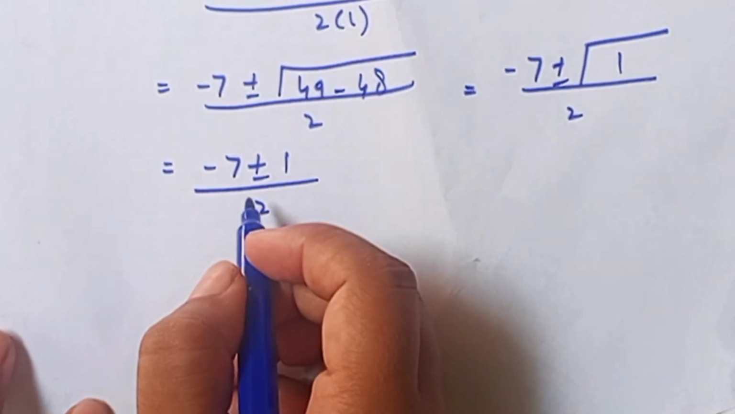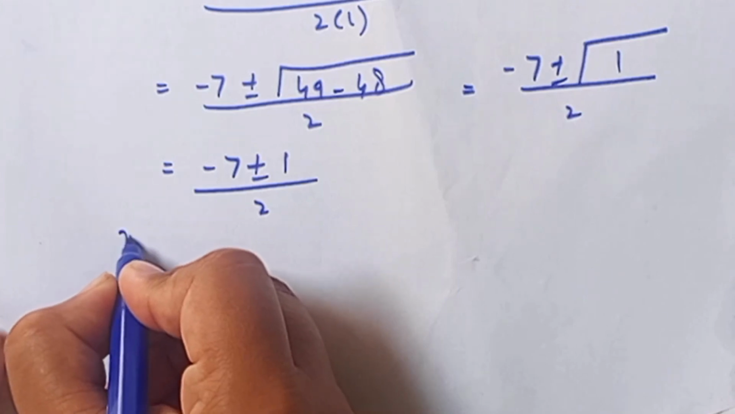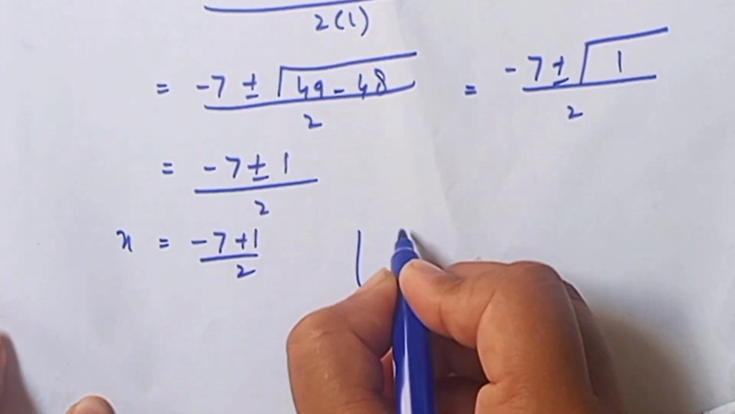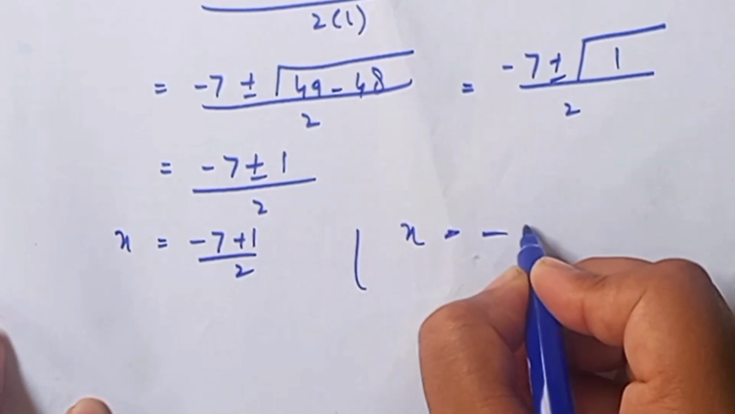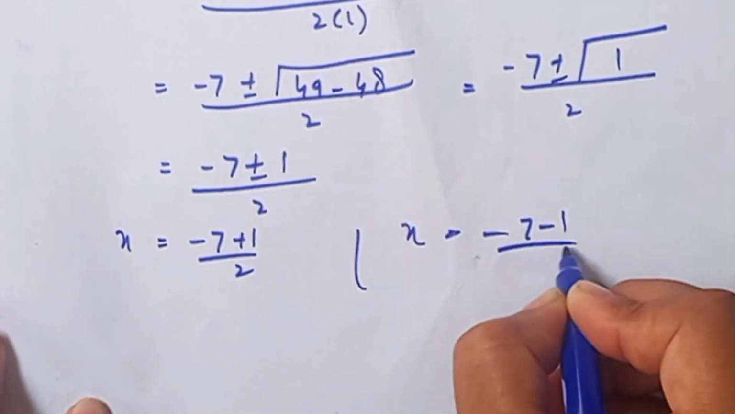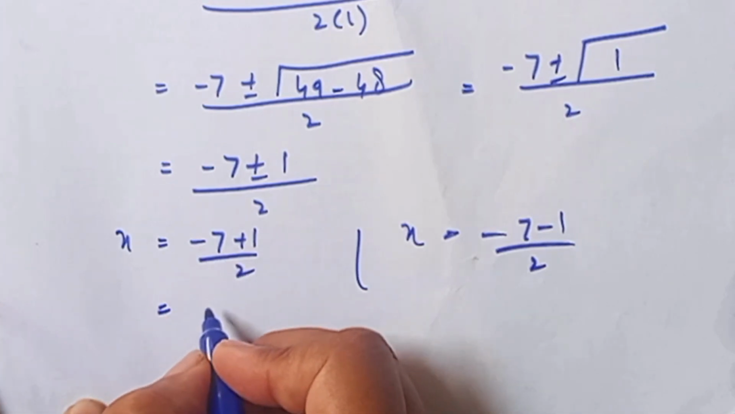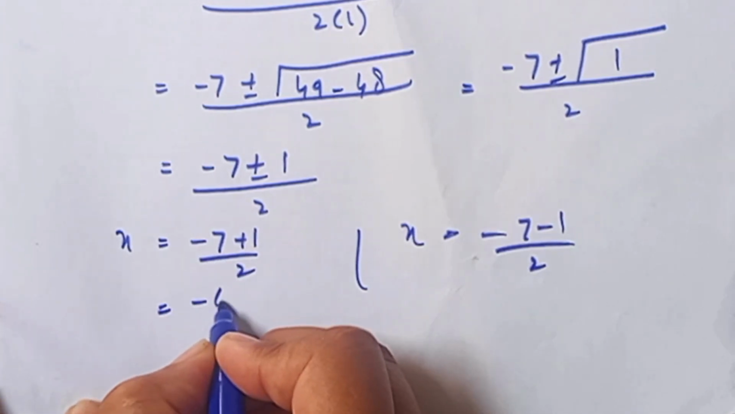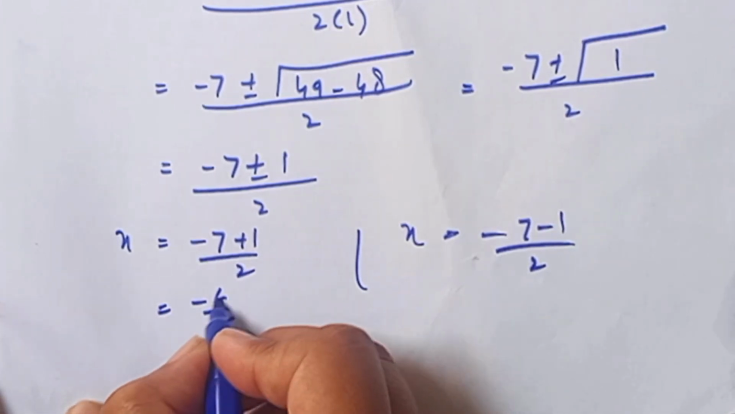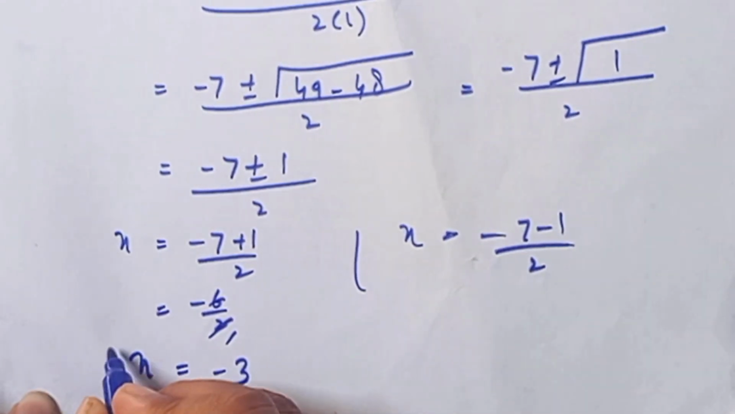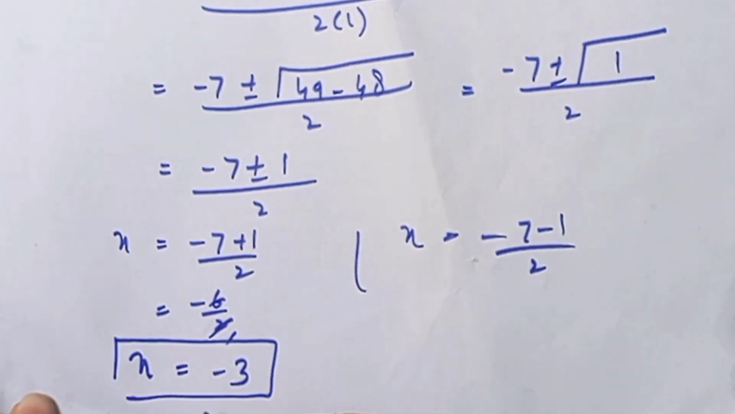So in the next step, we split this value. So x is equal to minus 7 plus 1 over 2, and x is equal to minus 7 minus 1 over 2. So this will become minus 7 plus 1 is minus 6 over 2. 2 ones are 2 and 2 threes are 6. So we get x is equal to minus 3. So this is the one answer.